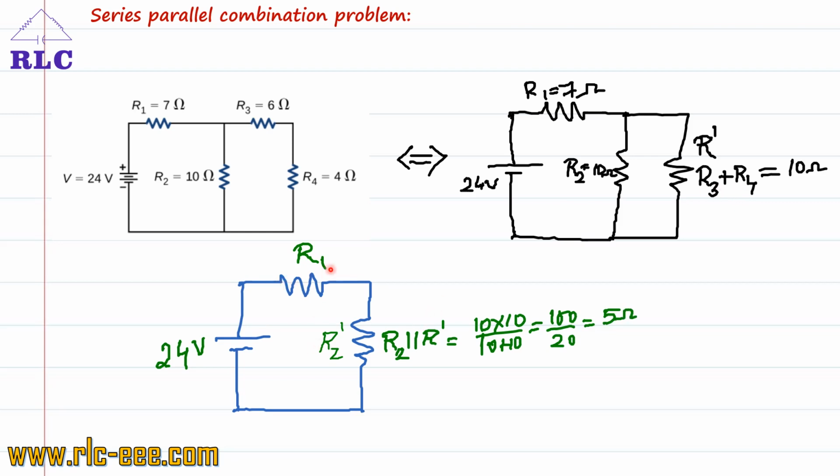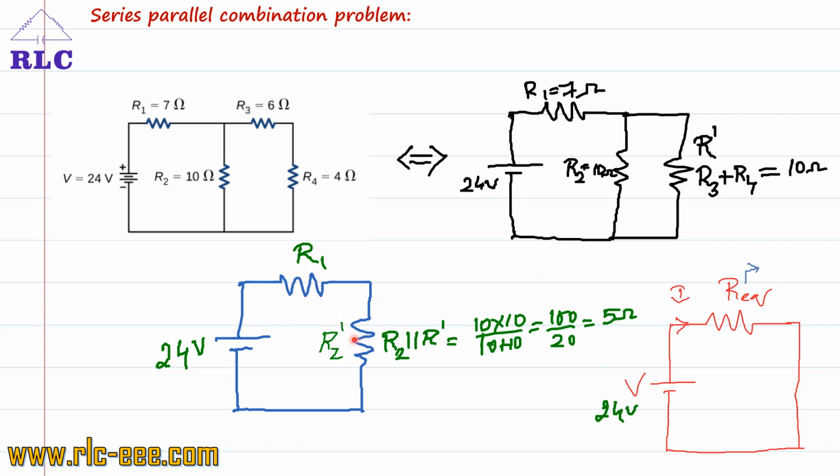Correct. Now carefully observe, R1 and R2 dash are connected in series. So I will make it a single resistor. That is R equivalent, and the current is flowing. So how to find the value of R equivalent now? That is R1 plus R2 dash.